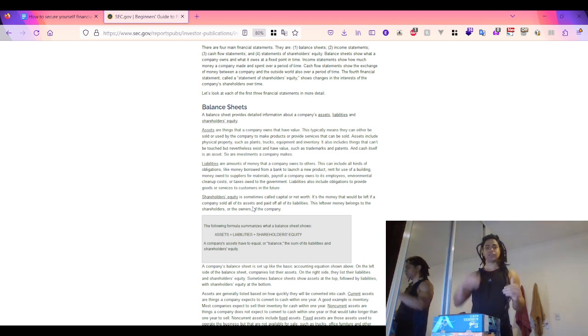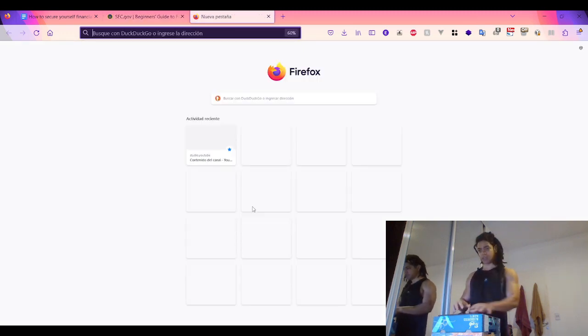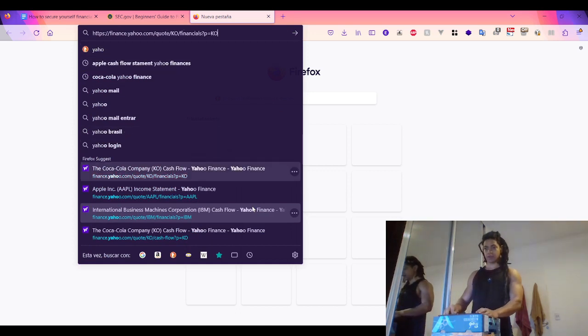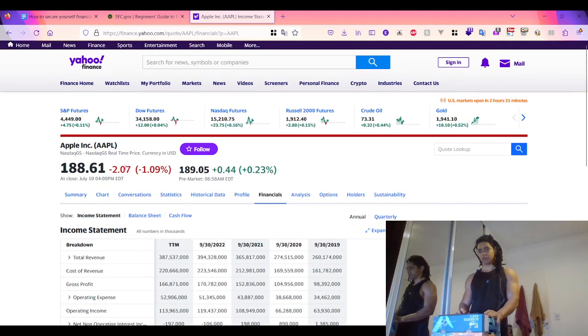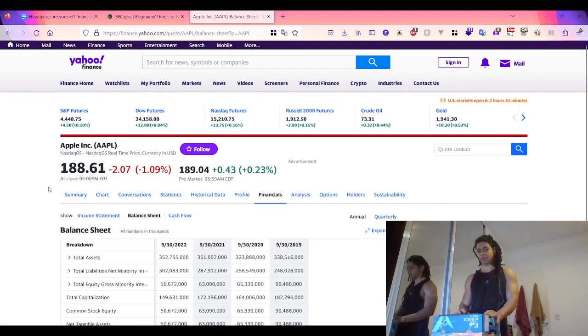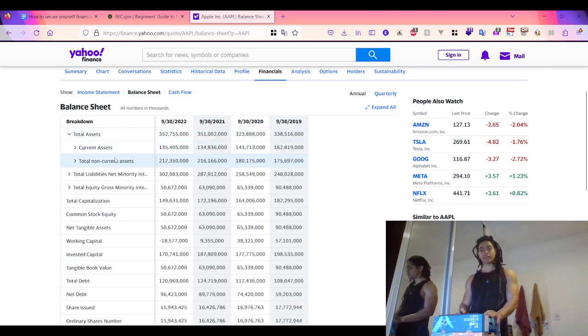You have assets listed, followed by the liabilities and the shareholders' equity, or we can see at the top of the presentation the total amount of assets followed by the liabilities and the shareholders' equity. Generally, the assets are listed based on how quickly they can be converted into cash. If we take a look at, for example, Apple on Yahoo here, at the balance sheet, today it actually starts in red numbers. So the total assets here are generally listed based on how quickly they can be converted into cash.